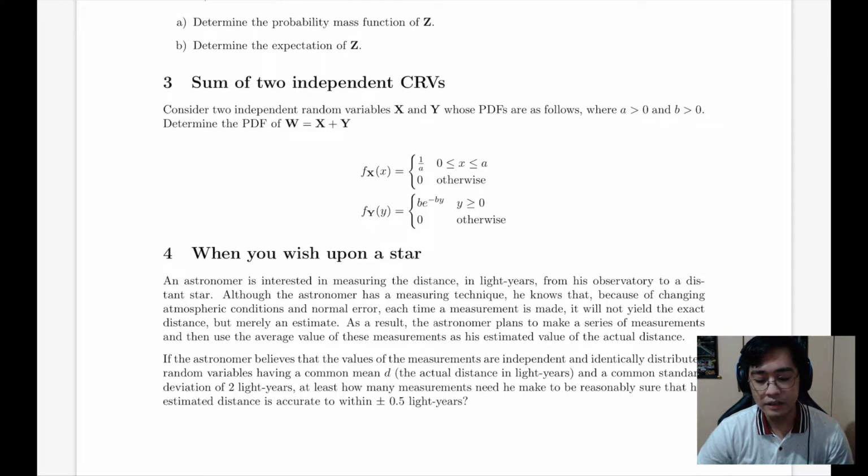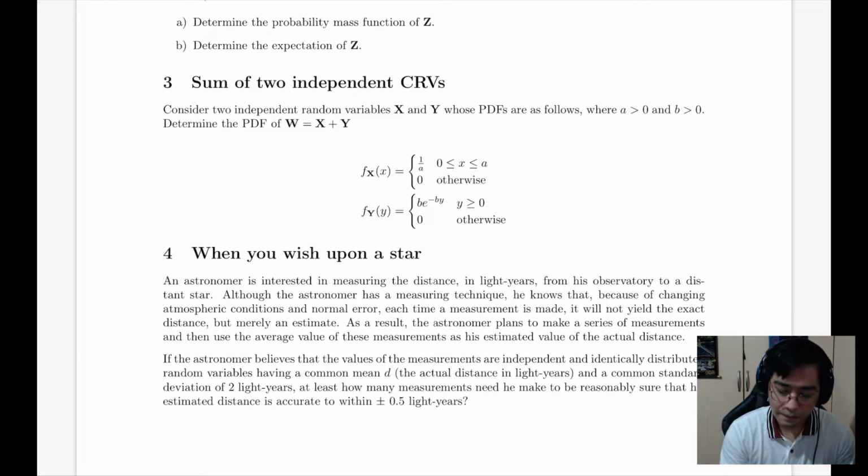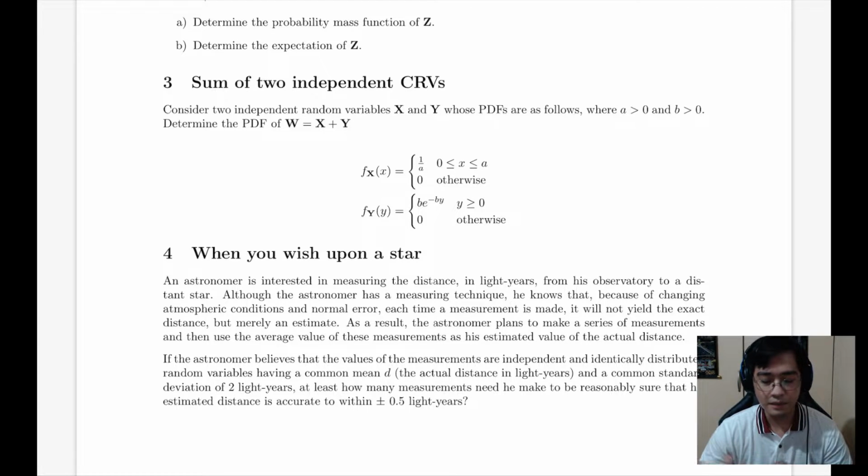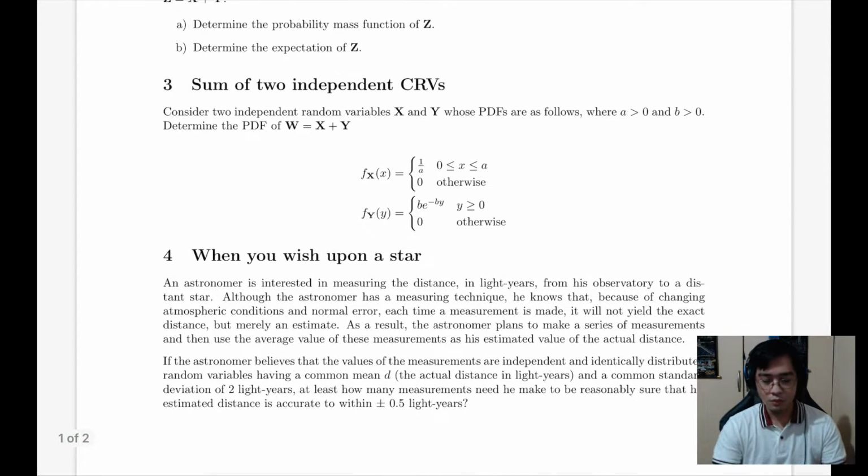So we are now in problem number 3, sum of two independent continuous random variables. Consider two independent random variables x and y whose PDFs are as follows, where a and b are greater than 0. Determine the PDF of W equals x plus y. Like the previous problem, we are going to take the convolution of these two probability distribution functions, but the only difference here is that these two random variables are now continuous.